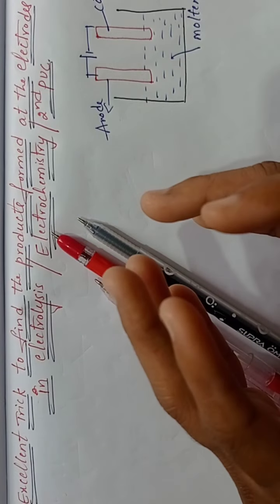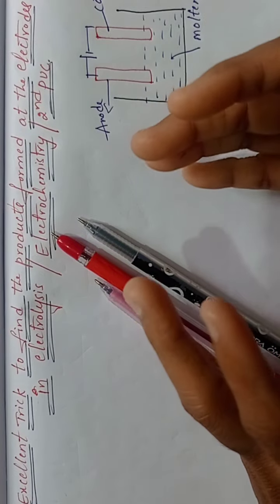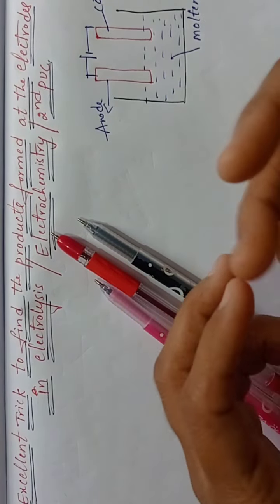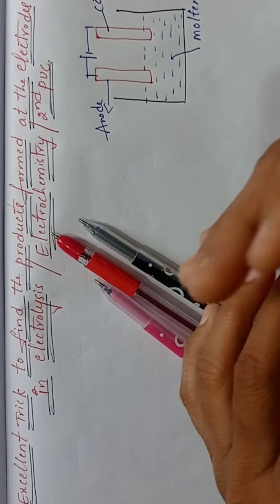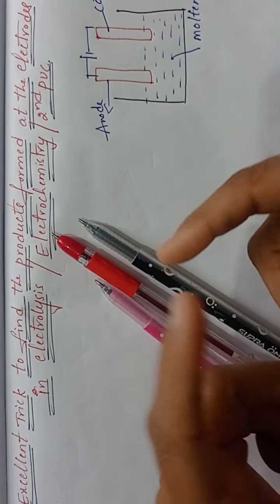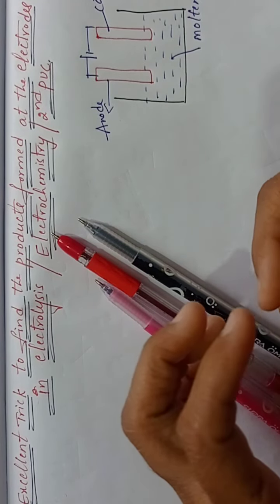So in this section, I am giving the excellent trick to find the products which are formed at the electrodes in electrolysis. Now you can easily answer them with this video, students. You will get a clear idea on this topic. Next, we will also discuss the previous year's questions, then you can easily solve the questions.